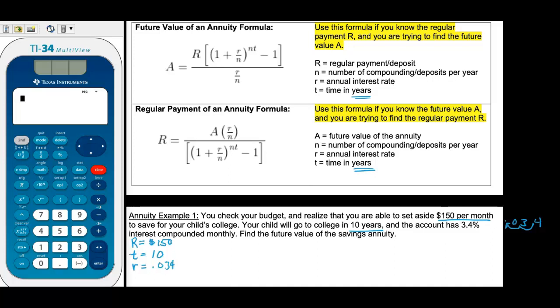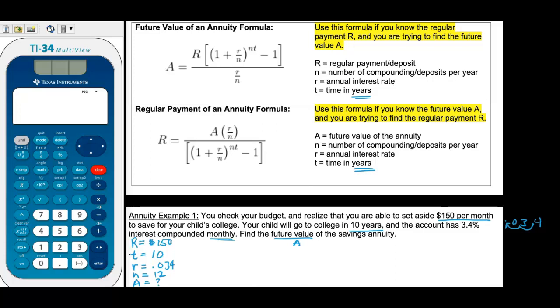And the interest is compounded monthly. Notice that also coincides with the fact that you're making these regular deposits per month. And so N is equal to 12, since we're doing this monthly, 12 months per year. And then it says find the future value. So future value is A. So the A value is what I don't know.